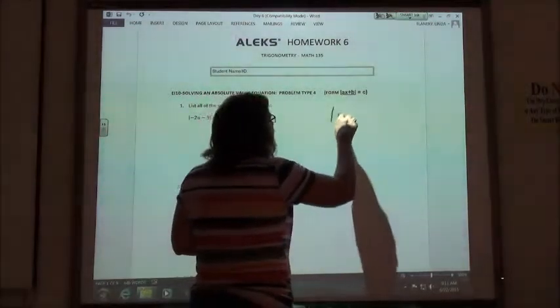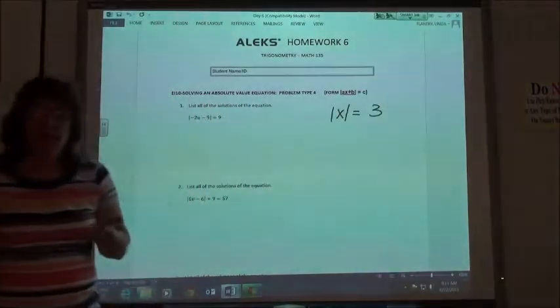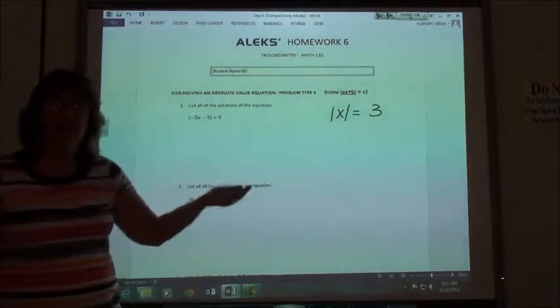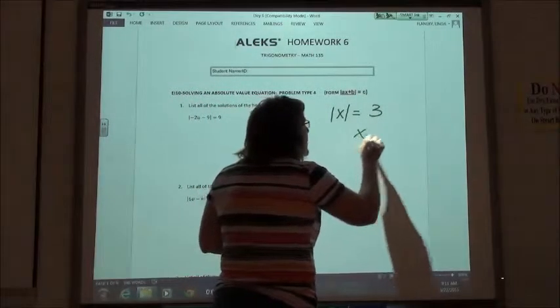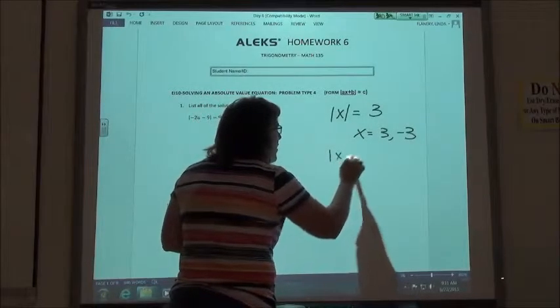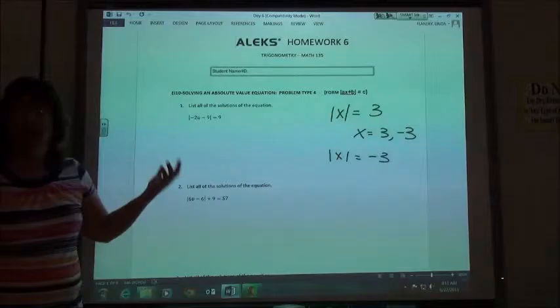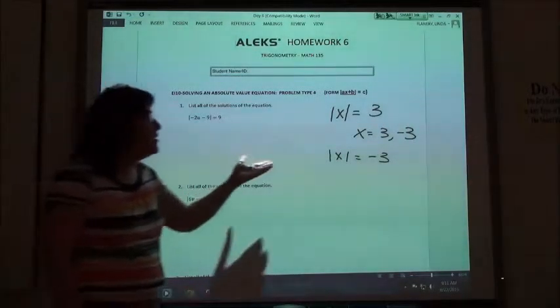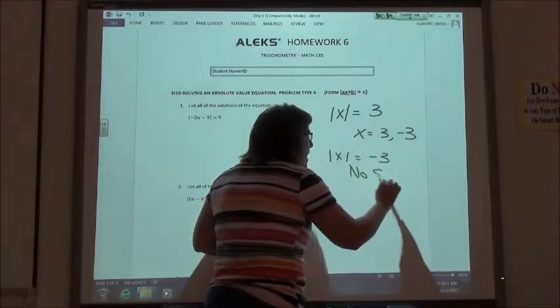And so if I have the absolute value of what number equals 3, I actually have two answers, because both a positive 3 and negative 3 are 3 places from 0. If I have the absolute value of x equals negative 3, absolute values are positive or 0, and so an absolute value can't equal a negative number. We have no solution.